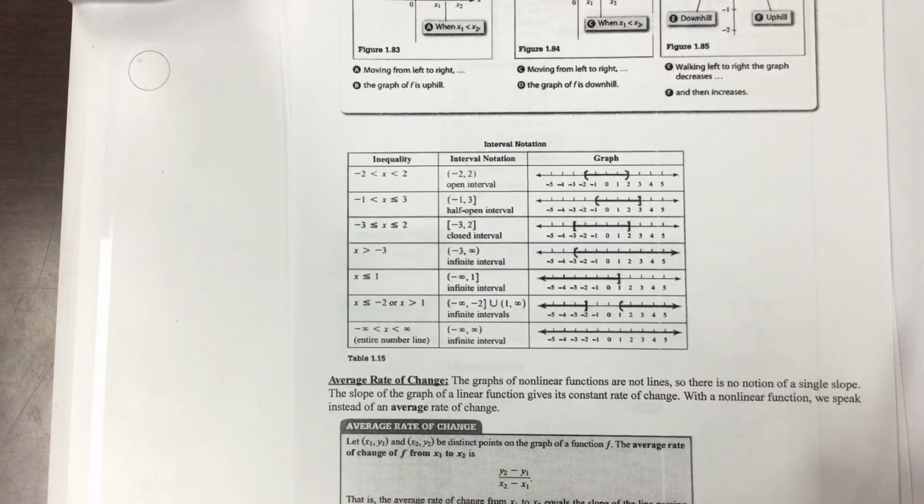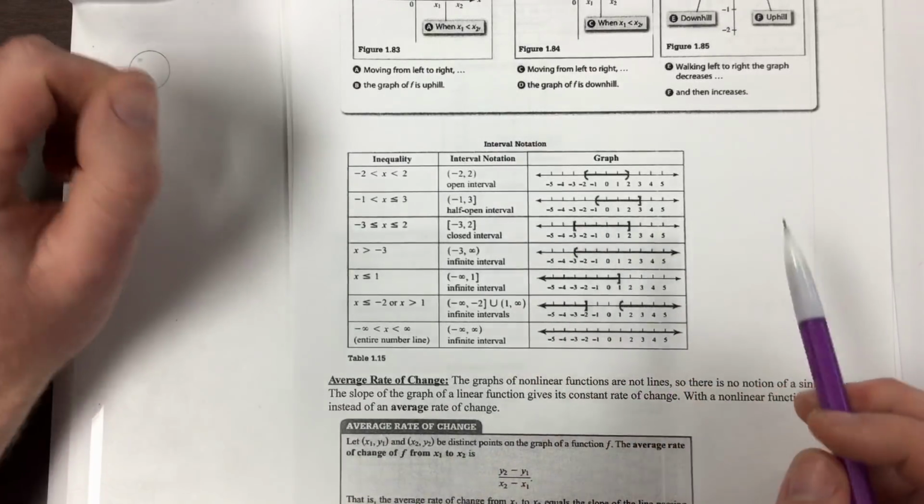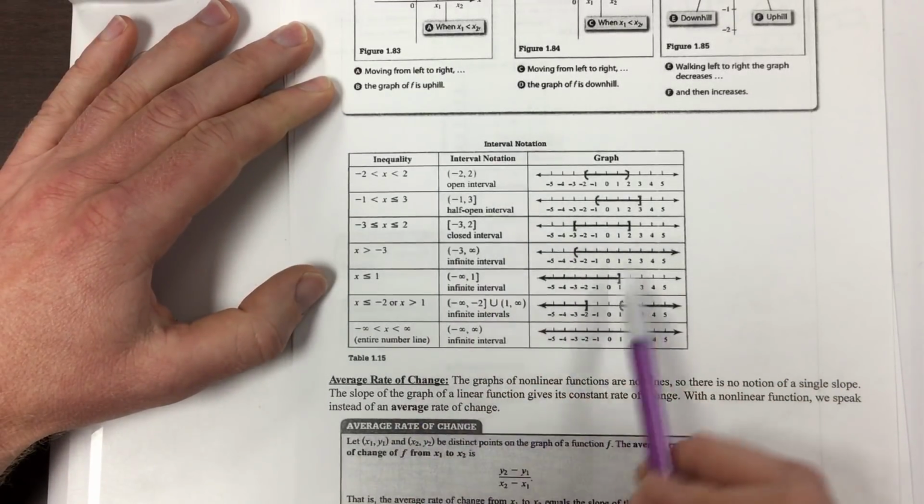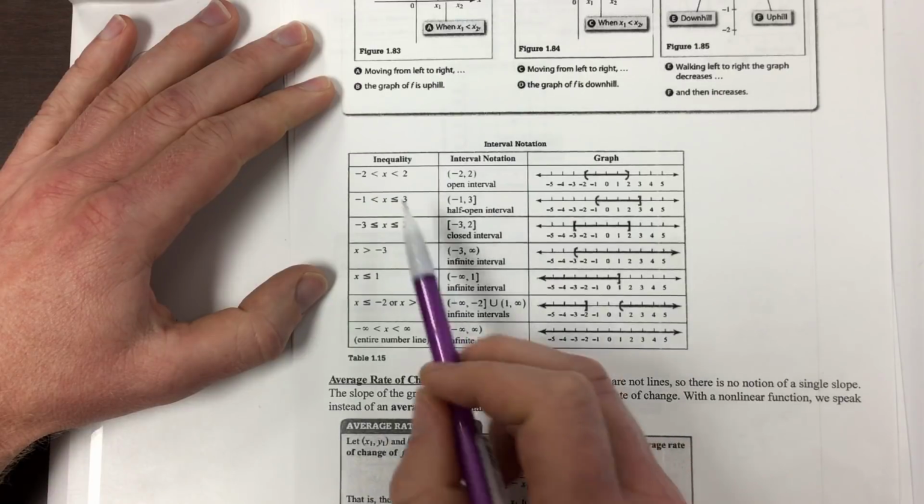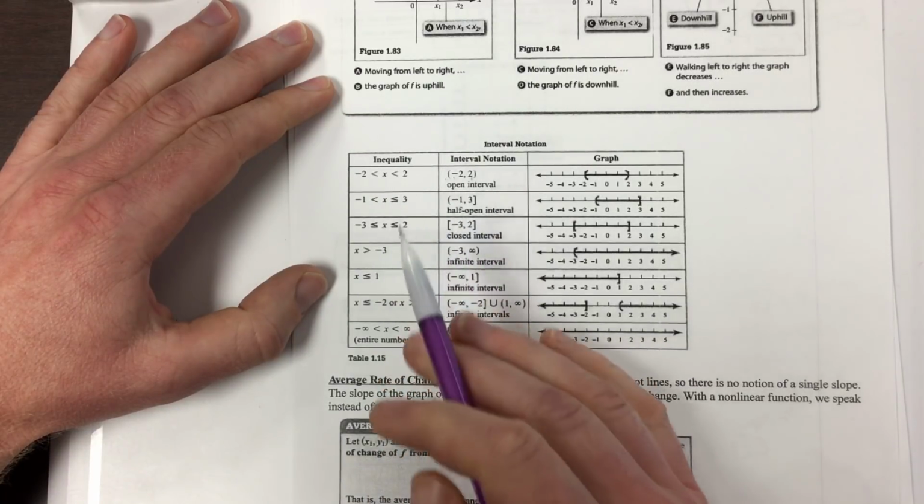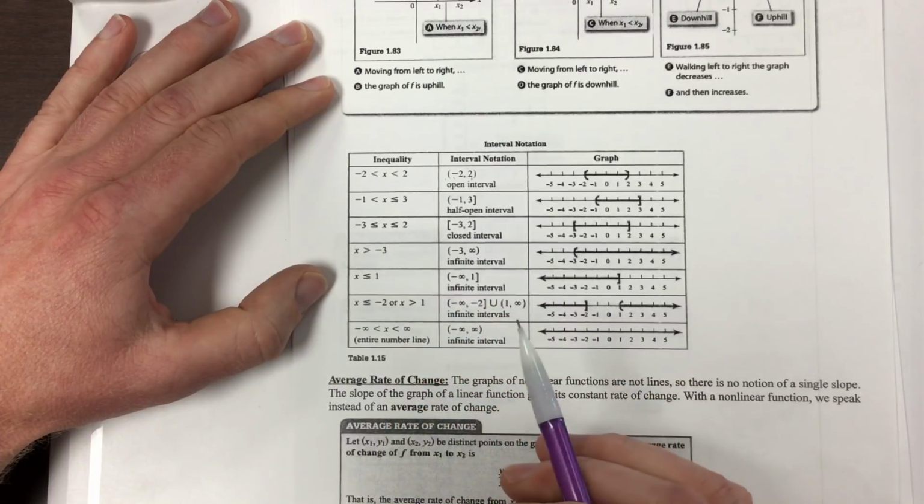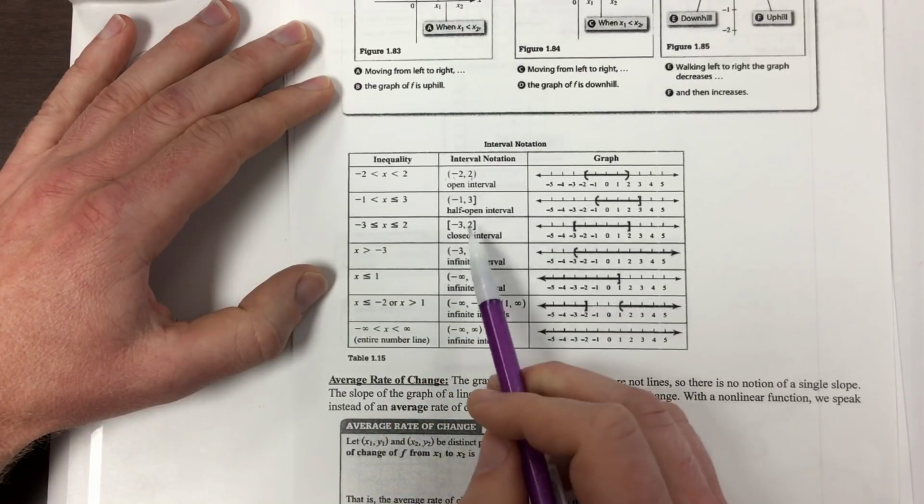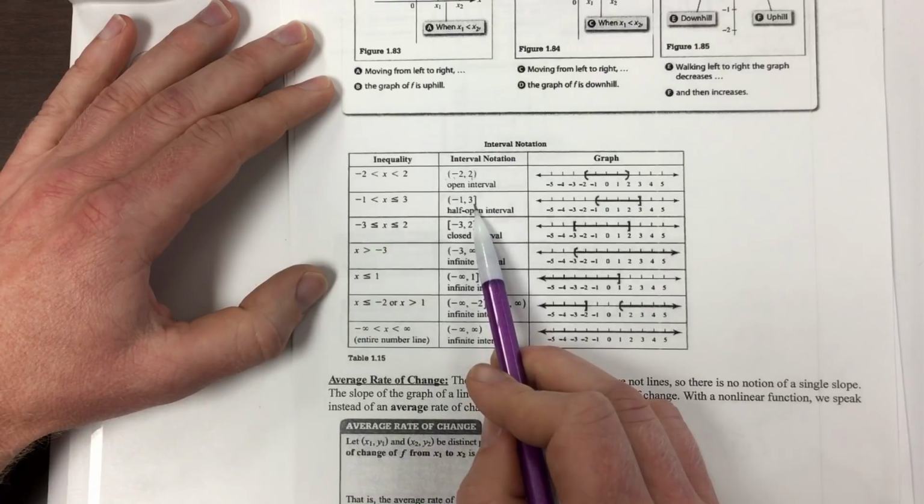Interval notation, I think we should all basically know interval notation. I'm just going to allow you to look over this. Parentheses, you cannot equal those numbers whenever you use parentheses. If you use a bracket, you can equal those numbers.